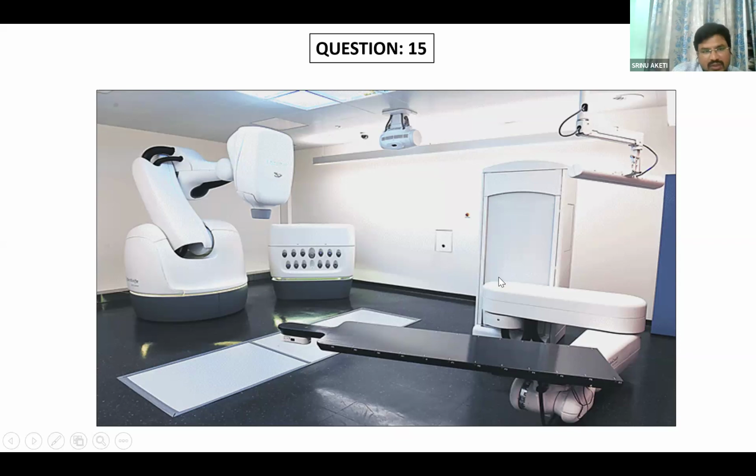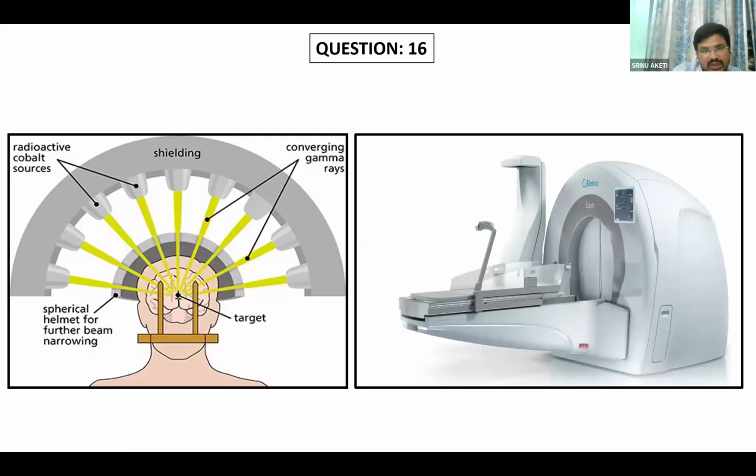Next. Do you know about these machines? Sir, first one is Gamma Knife, sir. Okay. Second one is Zap-X. Is it bunkerless radiosurgery? No. Second one is also Gamma Knife, but from Elekta.